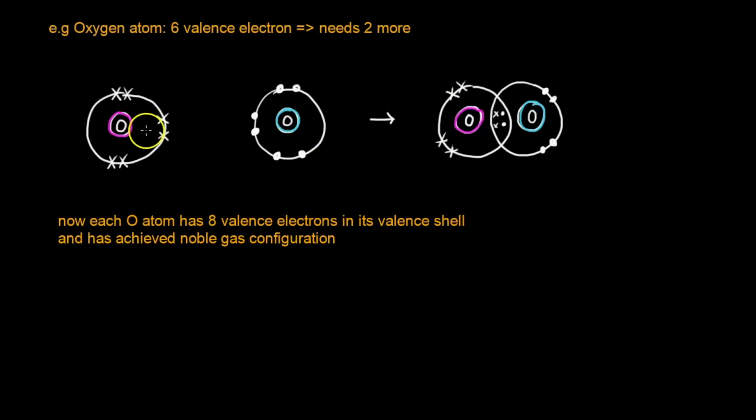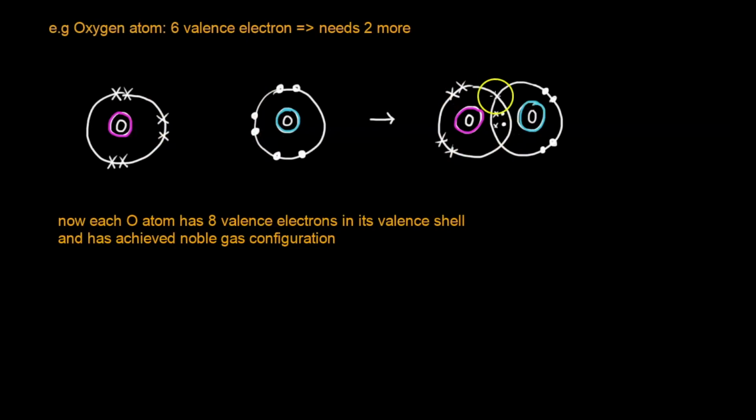Because if I just share 1 electron each, it's just 7. Am I right? For example, if I have 1, 2, 3, 4, 5, 6, and I just take 1 more electron from this guy, it's not enough, only 7. So what's the best I can do? I have to share 2 electrons, you have to share 2 electrons.